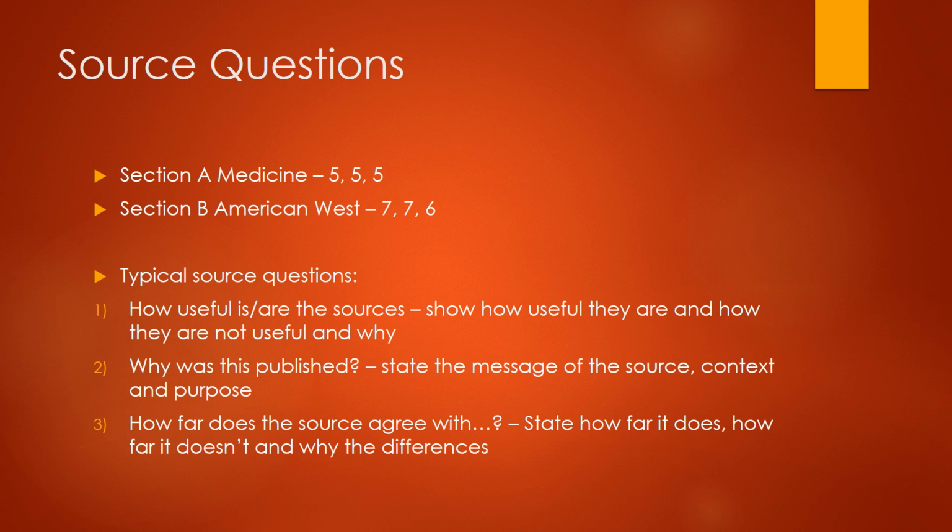Section B with the American West, similar kind of thing. But the weighting for this is 7, 6, so 2 7 marks and a 6 mark. Could be that they jumble around, so don't feel too worried if your questions look different. That's the idea, that it's a test.